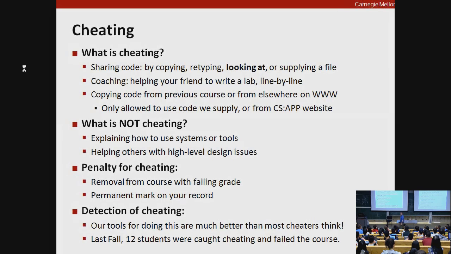But I do. We prosecuted 20 some odd cases of cheating last semester. 2 students were thrown out of the university. 1 more is a hearing coming up to discuss the same. Don't cheat. It's really serious.